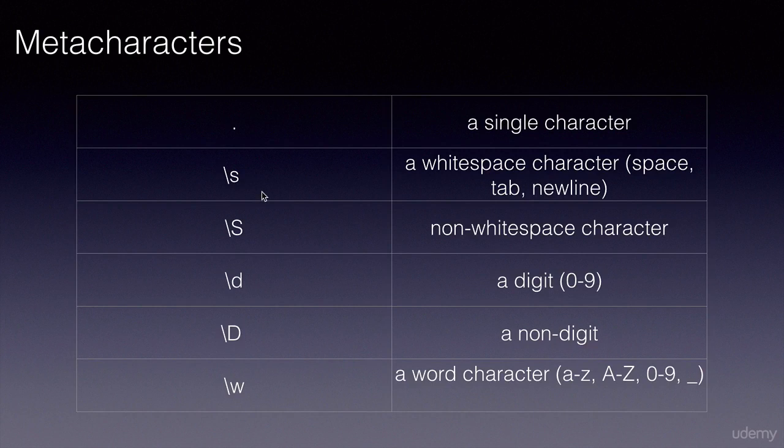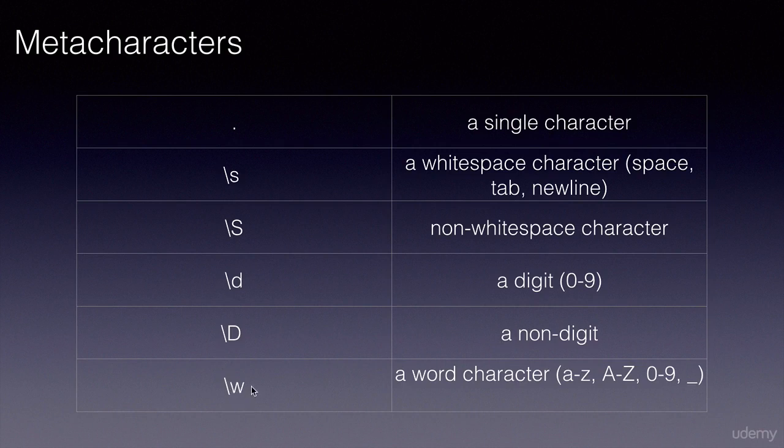Backward slash small s is a white space character. This matches a white space. A capital S is non-white space. It matches any non-white space character in the given string. Slash small d is any digit in the range 0 to 9. Instead of defining the entire range, we can simply use backward slash d. Backward slash capital D stands for a non-digit. It is the opposite of backward slash small d.